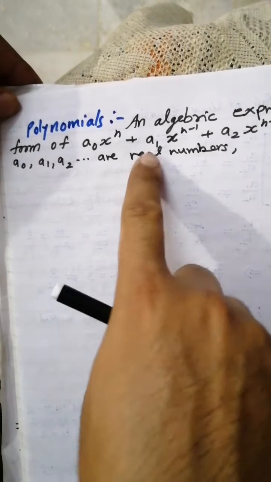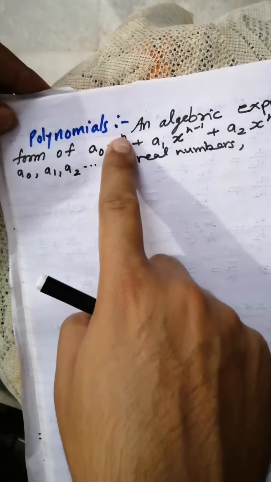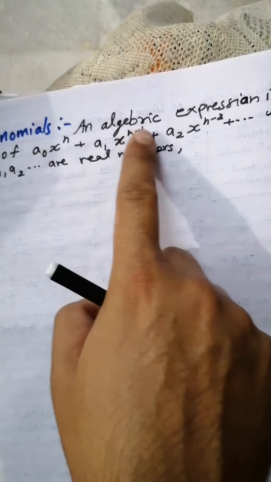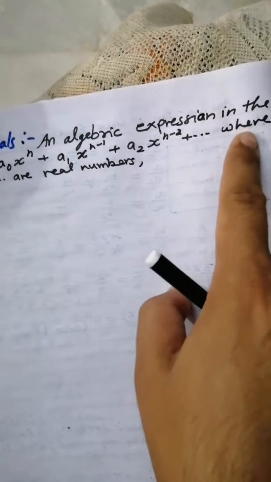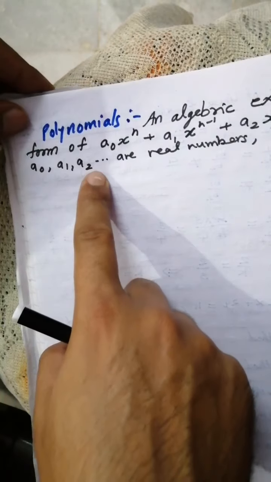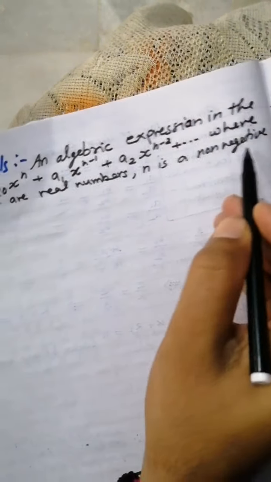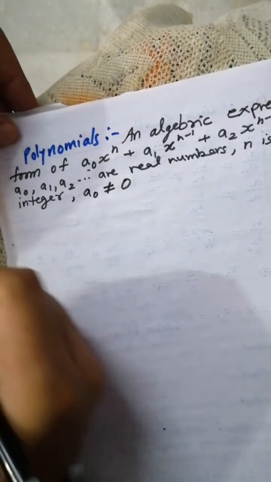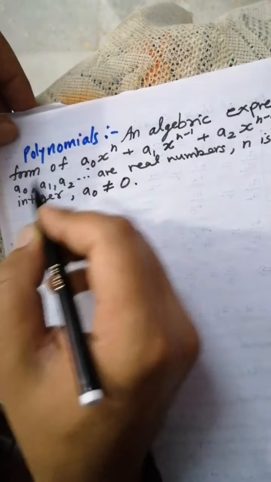Here polynomial means it is an algebraic expression in the form of a0 x to the power n plus a1 x to the power n minus 1, or you can say a x to the power n plus b x to the power n minus 1 plus a2, or c x to the power n minus 2, and so on, where a0, a1, a2 are the terms which are given there, they are real numbers, and n is a non-negative integer. It doesn't mean a0 equals 0, it can be anything. So it is the polynomial.